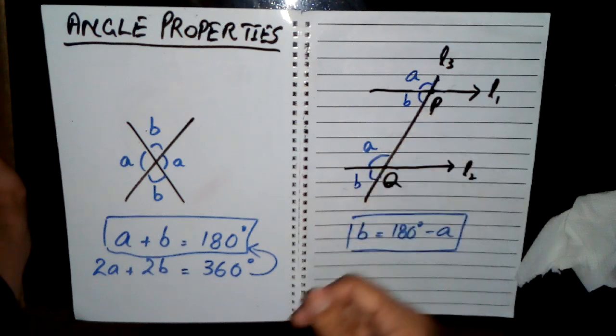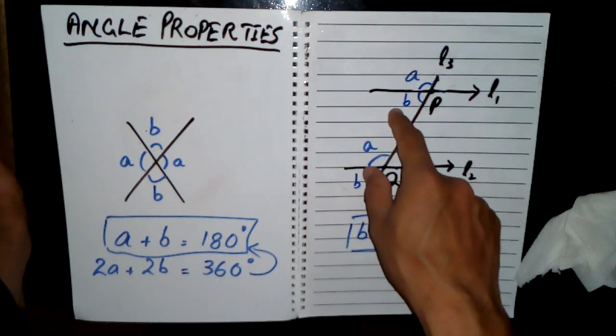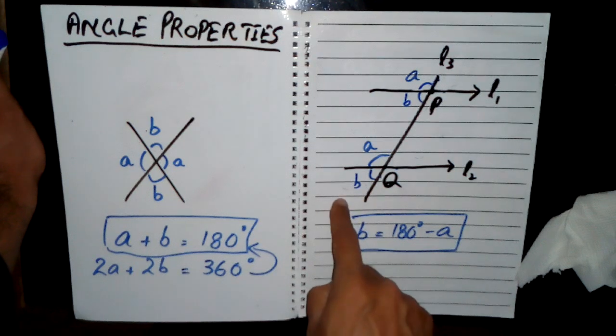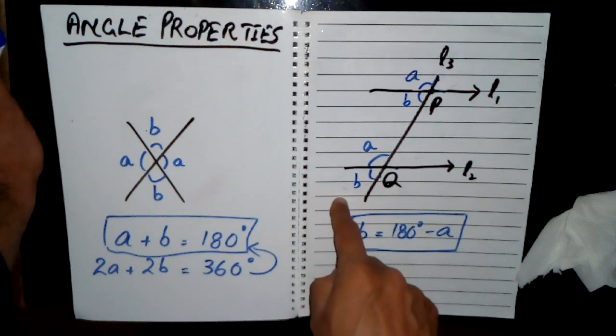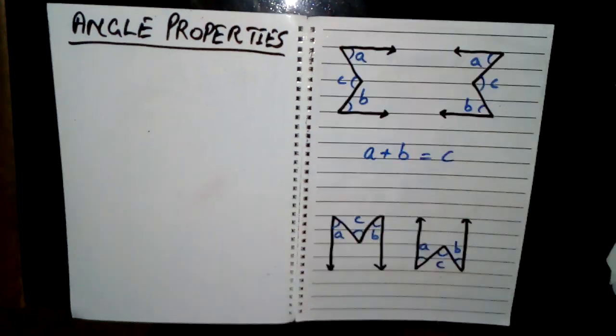Then these two angles are called corresponding angles, okay? And also B is lying on the left side of L3, and B here is lying on the left side of L3. Therefore these two angles must be the same.